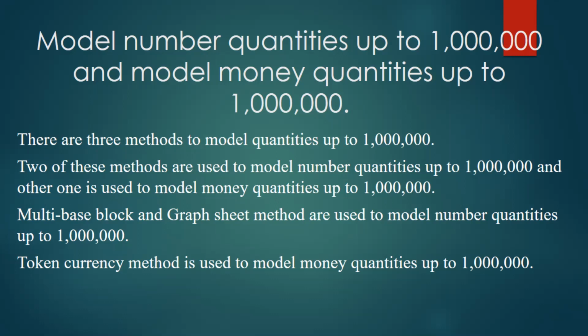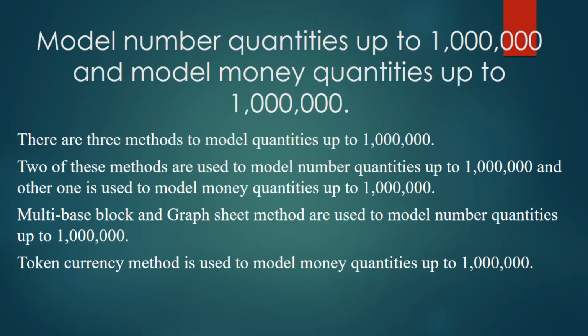The multi-base block and graph sheet methods are used to model number quantities up to 1 million. And then the token currency method is used to model money quantities up to 1 million.